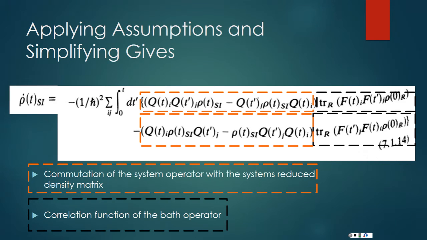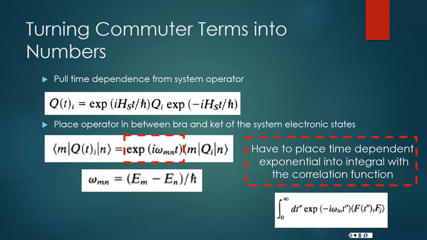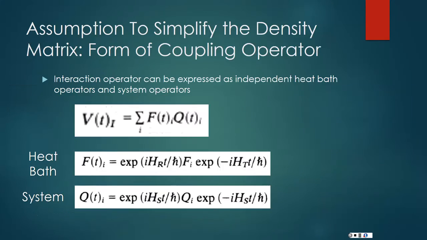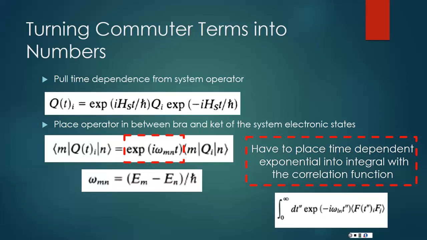From here, we can make this equation look a little bit nicer by doing a couple of manipulations. So we can turn all these commutator terms here into numbers. If we take the time dependence, because in the interaction picture we have the two exponentials there, so if we take two electronic states and then convolute the operator, we can get a matrix product there and then pull the time dependence out. And then what we do with that time dependence, we put it into the integral with the correlation function.